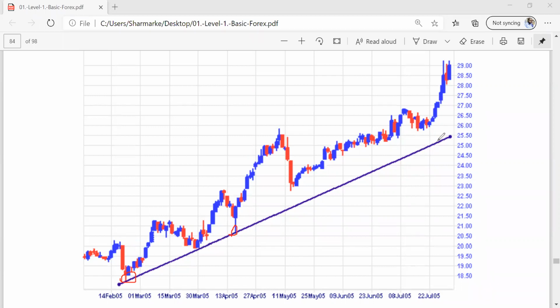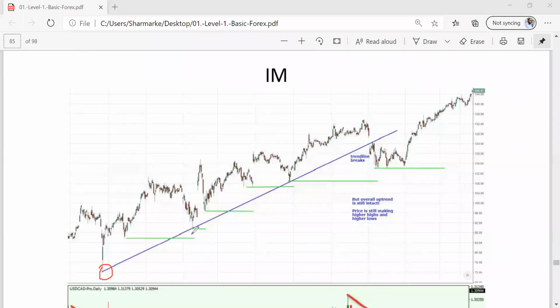The only time that the market has... we had a trend line that the market was going up. This was a touch. This was a touch.